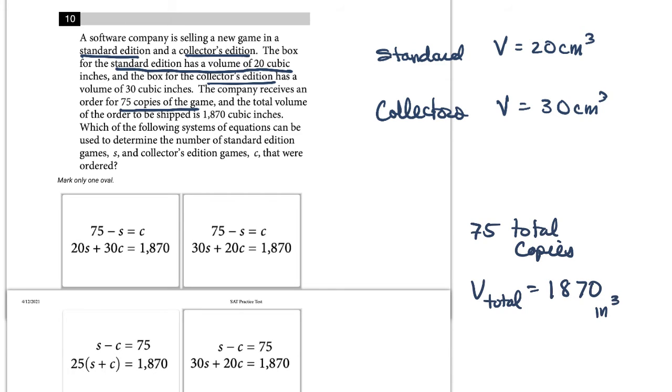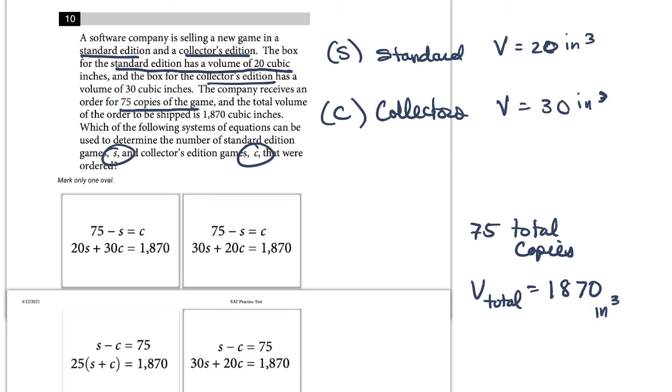I should be doing cubic inches. Sorry, I'm used to the metric system. Makes a big difference, though, in terms of size. Let's see here. A system of equations that can be used to write the total number. And they tell us S is the variable for standard, and C is the number of collector editions.